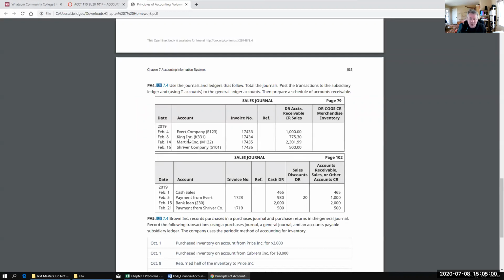And then you go through for each of these companies, and you'll see, what purchase did they make? Did they pay it off? Did they pay a portion of it? That sort of thing as you go along. And that's, again, a brief overview of the homework.